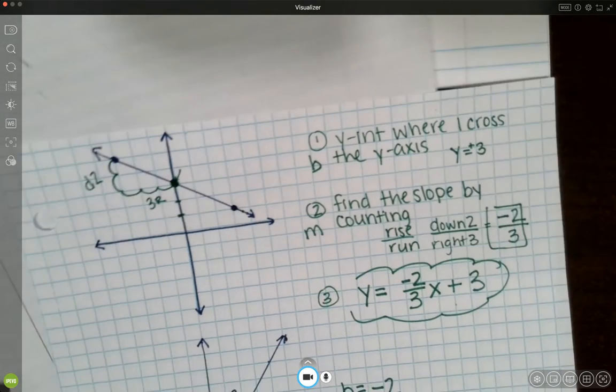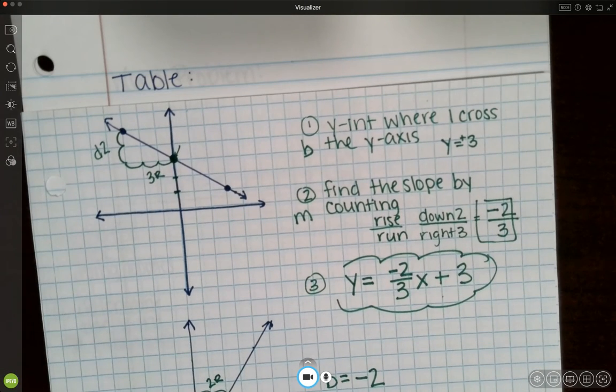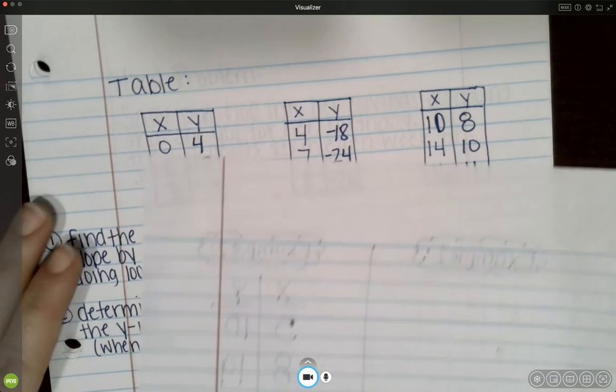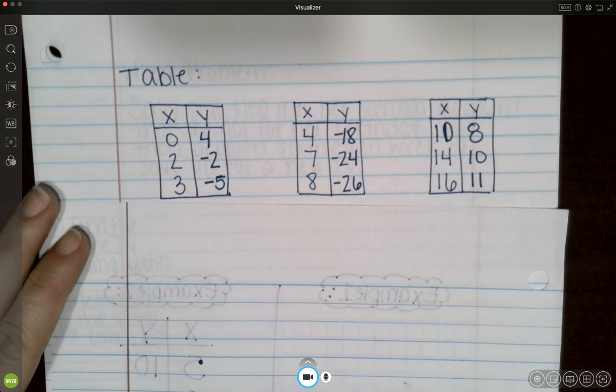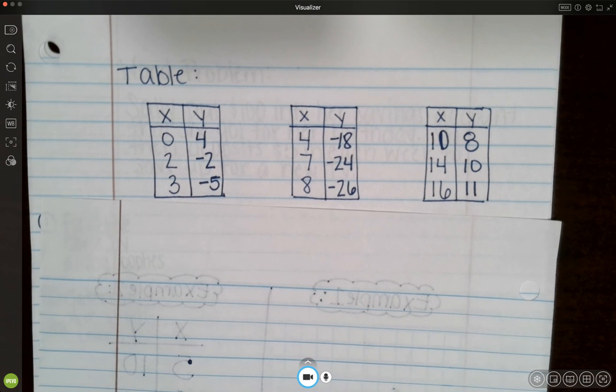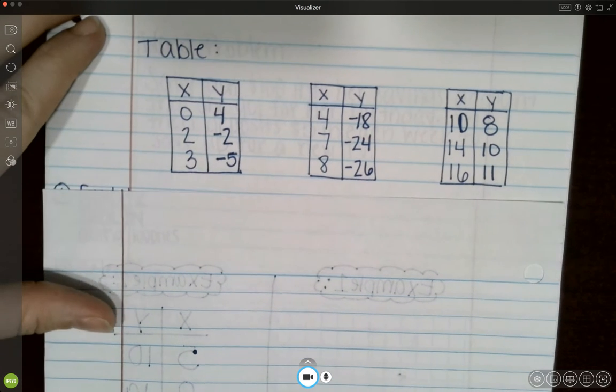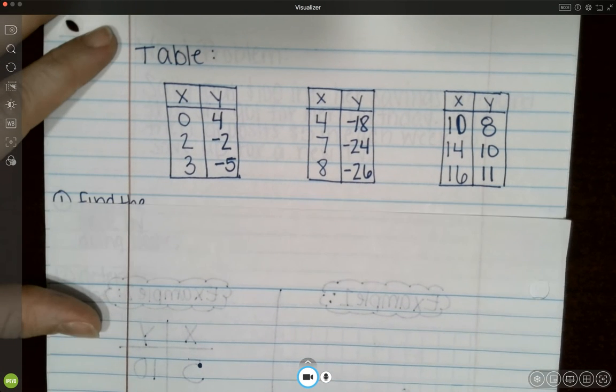Another format that I might have to use is when I am in table mode. Right here, I have 3 different tables. The reason I have 3 different tables is because in step 2, finding my y-intercept, I actually have 3 different ways that I'm going to find it. It's all going to depend on my table. So let's take a look at these.